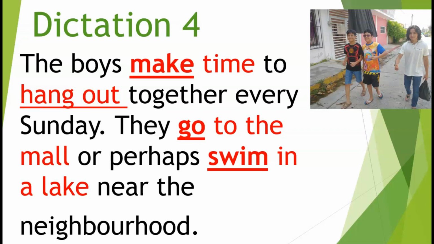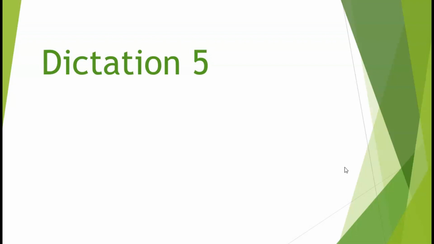Now, what about the time expression? There's one time expression here, and it is this one. Every Sunday. And this tells us when we do something or how often we do something. So we know that they hang out together on Sundays, so that's when. And then if we put every in front, that means how often. It's not just one Sunday a week, or one Sunday a month, it's every Sunday. Okay, so let's move along to our last dictation.